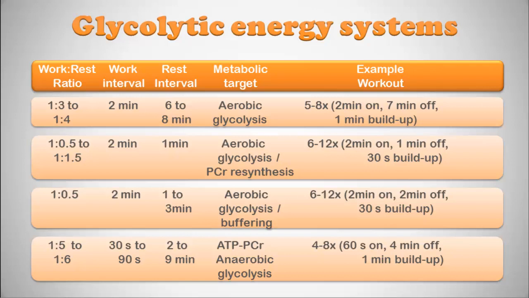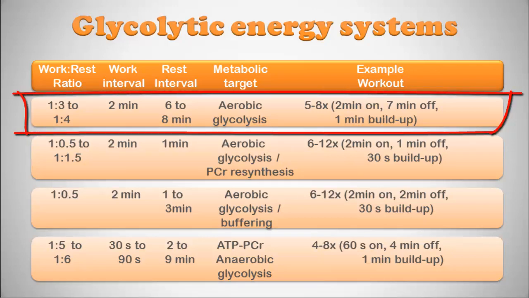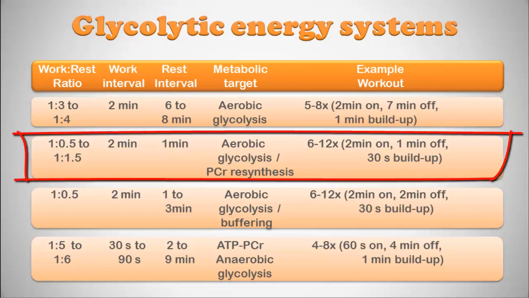Now, if you're going to choose work to rest ratios in the 1 to 3 and 1 to 4 region, your work interval can be in the 2 minute range and your rest interval can be in the 6 to 8 minute range. You're really going to be targeting, I guess, the low end of aerobic energy systems there. So really aerobic glycolysis. An example workout there, 5 to 8 times, 2 minutes on, 7 minutes off, and 1 minute build up. That's actually going to be a pretty good workout for improving your VO2 max. You've got a lot of time to rest, to dissipate all those metabolites that build up during the workout. That's a great workout.